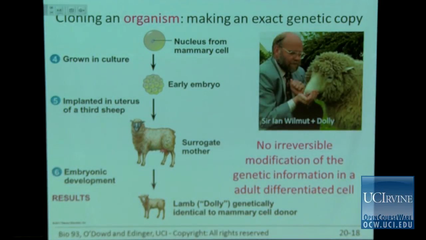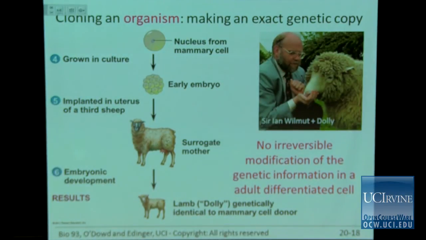This is something I added to my slide, so I wanted to make sure that you got the text of this right. One of the reasons why this experiment was so important is it showed that there is no irreversible modification of the genetic information in an adult differentiated cell. We've been talking a lot about how every somatic cell in your body has all the information theoretically necessary to make a new you. But it wasn't clear whether that information had been changed in some way, that it was no longer competent or able to make a new person or sheep. But this experiment showed that there is, in fact, all the information you need to build a new organism present in the somatic cell nucleus.